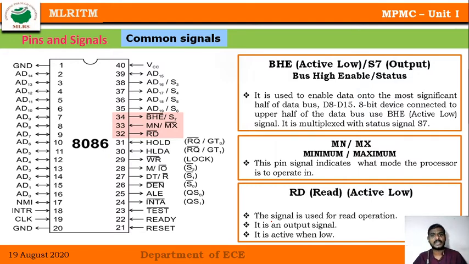One more common signal is pin number 32, which is an active low read bar signal. Whenever the processor is reading some data, this particular pin is used. When this pin is 0, the processor is reading data from memory locations or IO locations. Again, it is an active low signal. Pins number 31 to 24 are again multiplexed pins. We'll discuss them later, and then we'll go to the other common mode signals.